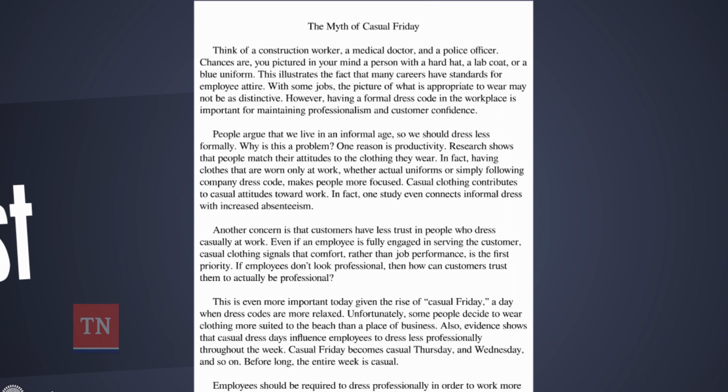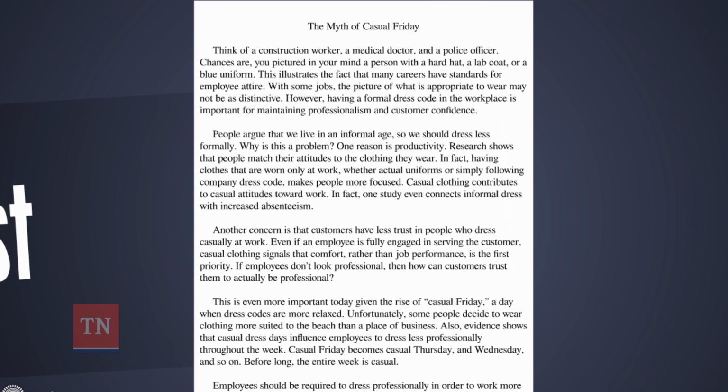Another concern is that customers have less trust in people who dress casually at work. Even if an employee is fully engaged in serving the customer, casual clothing signals that comfort rather than job performance is the first priority. If employees don't look professional, then how can customers trust them to actually be professional? This is even more important today given the rise of Casual Friday, a day when dress codes are more relaxed. Unfortunately, some people decide to wear clothing more suited to the beach than a place of business.